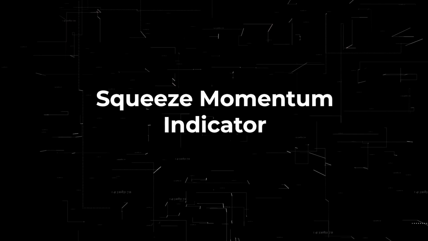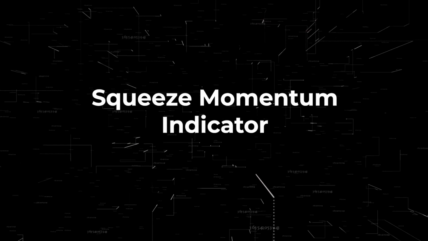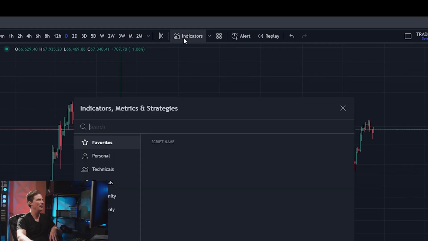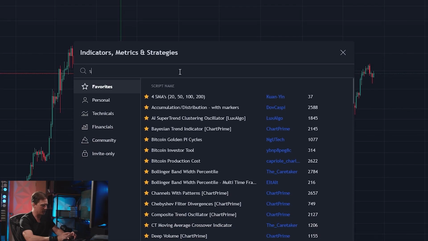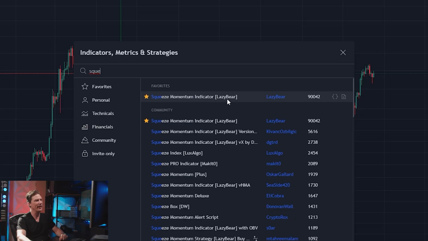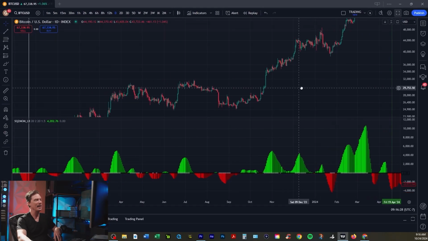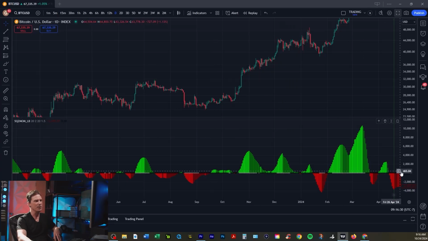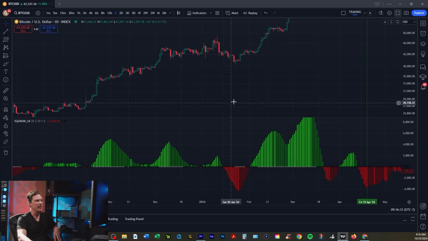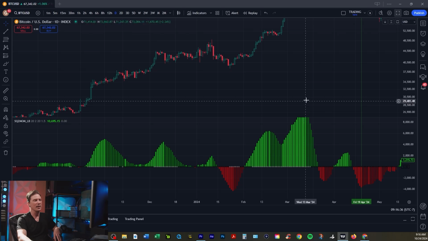So let's go ahead and move on to another indicator that you can add to your toolkit, and that's the squeeze momentum indicator. I'm going to click on indicators and type in squeeze. We want the squeeze momentum indicator by Lazy Bear, so click on that. This is just like a dumbed down second class version of the MACD. It's just a big histogram and just less information overload. However, it's not as detailed.